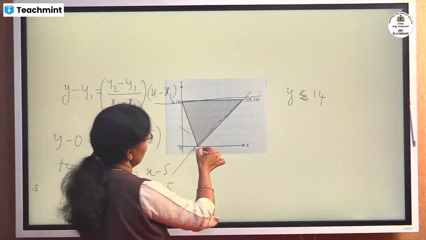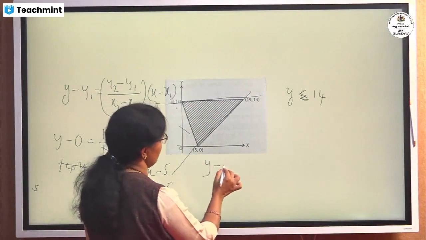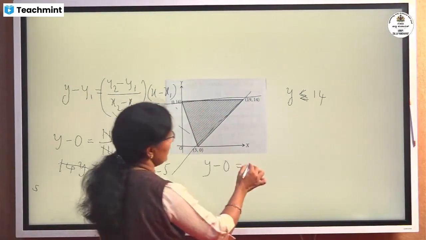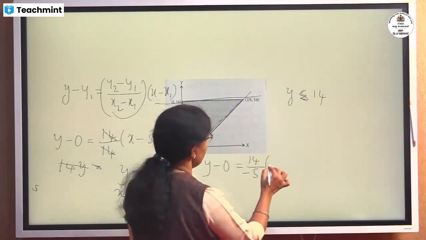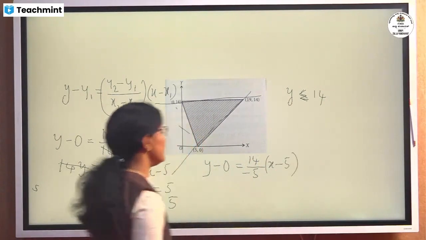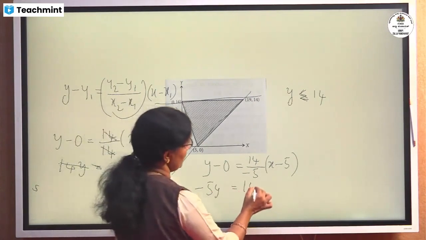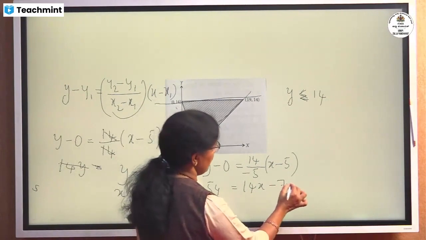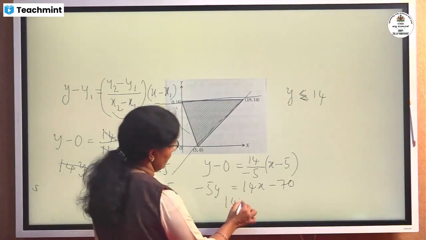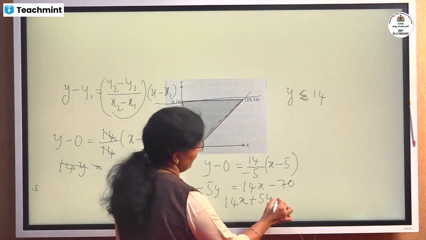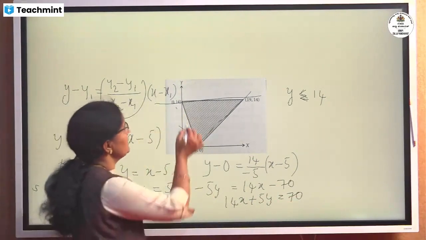Another line remaining is with the 2 points (5, 0) and (0, 14). Again, we have to form the equation. y minus 0 is equal to (14 minus 0, that is 14) divided by (0 minus 5, that is minus 5), into (x minus 5). If you make the equation for this, it becomes minus 5y is equal to 14x minus 70. So the equation here is 14x plus 5y is equal to 70. This is the line here.